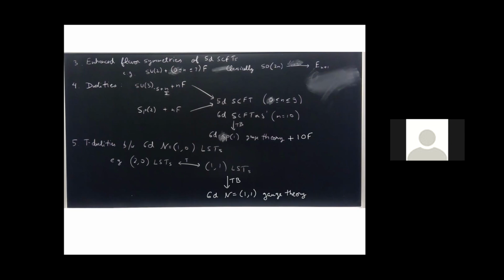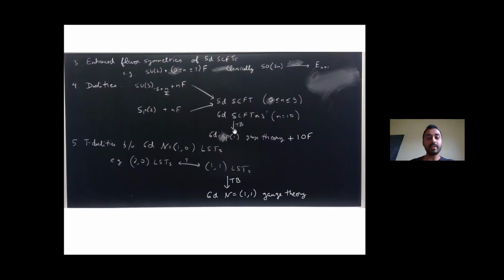Then, so here is an example. The example is Sp(2) gauge theory with n fundamental hypers, and is known to be dual to SU(3) gauge theory with n fundamental hypers with a particular choice of Chern-Simons level. As long as n is less than 9, these two UV complete to a 5D SCFT, and if n is equal to 10, they UV complete to a 6D SCFT on a circle.